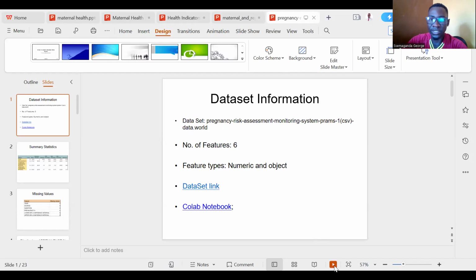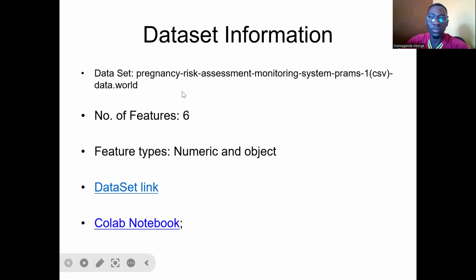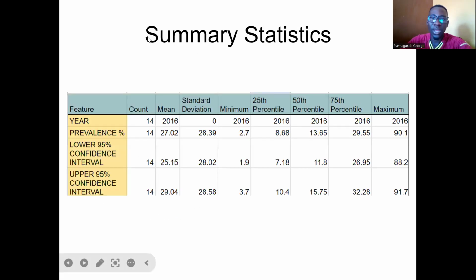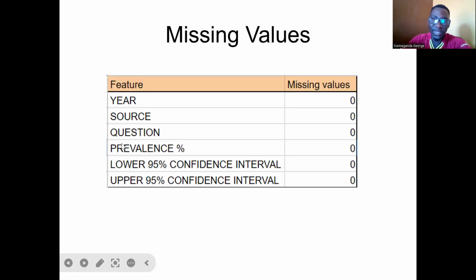Next data set is the Pregnancy Risk Assessment Monitoring System, PRAMS. It is a CSV file from data.world. It had 6 categorical features, both numeric and object. So the dataset link and the Colab link. So this is basically the statistics summary for the categorical features. And then there was no data cleaning required because all the values were valid. We had no missing values.